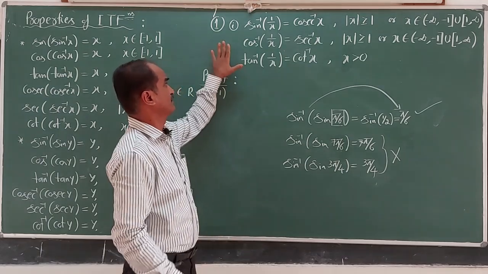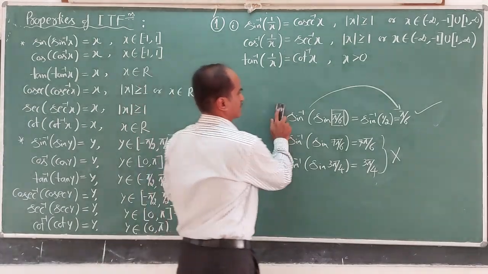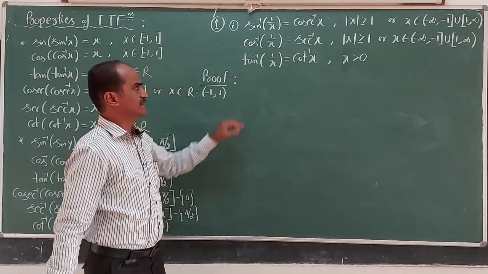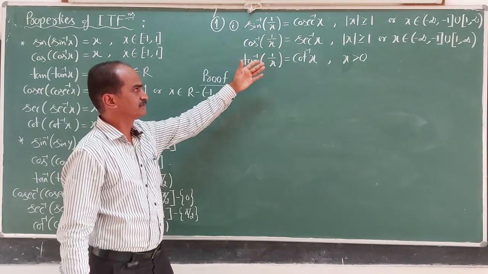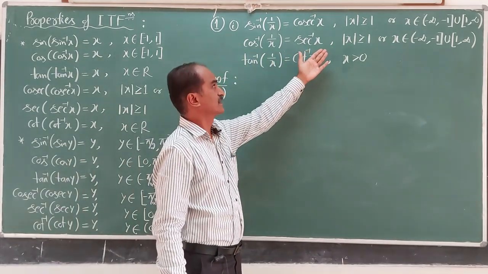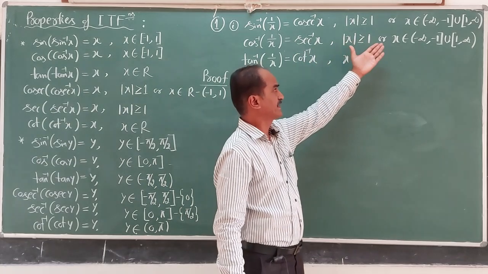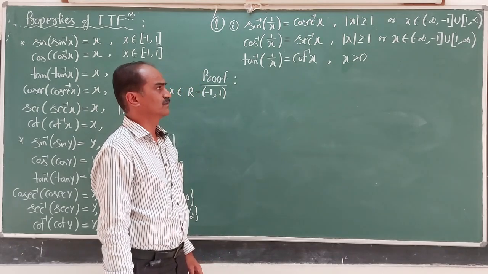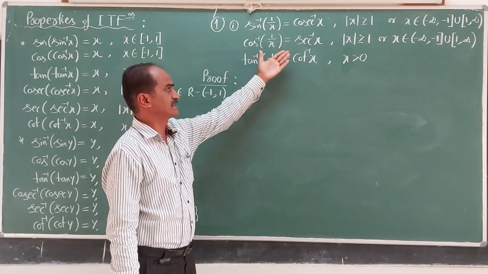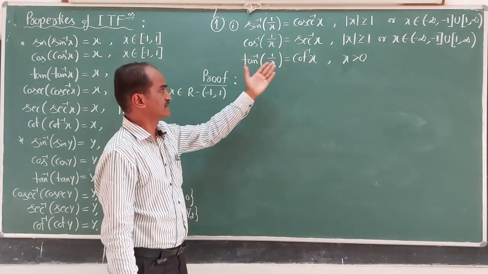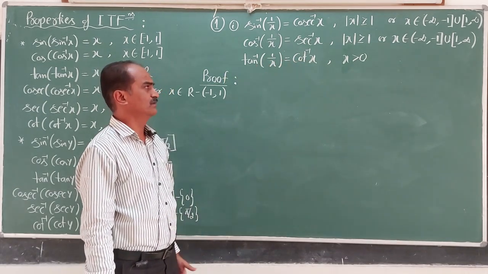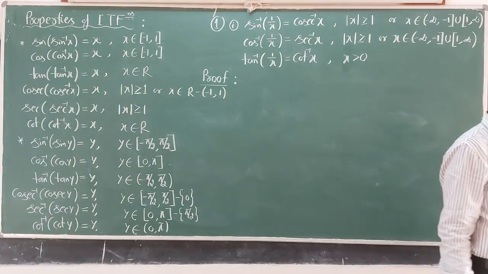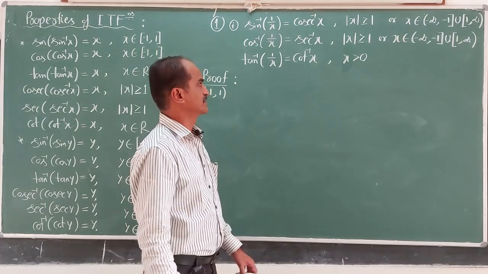Now the first property I have taken says sin inverse of 1 by x is equal to cosecant inverse x whenever modulus of x is greater than or equal to 1, or maybe x belongs to the interval minus infinity to minus 1 union 1 to infinity. Cos inverse of 1 by x is secant inverse x for the same values of x. Tan inverse of 1 by x is equal to cot inverse of x, where x can be any positive real number. Now we'll prove these properties.